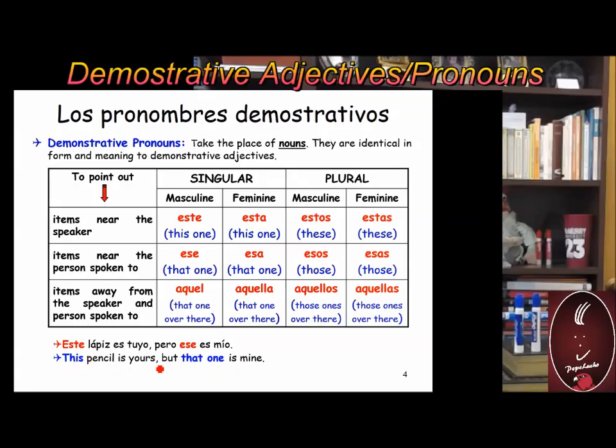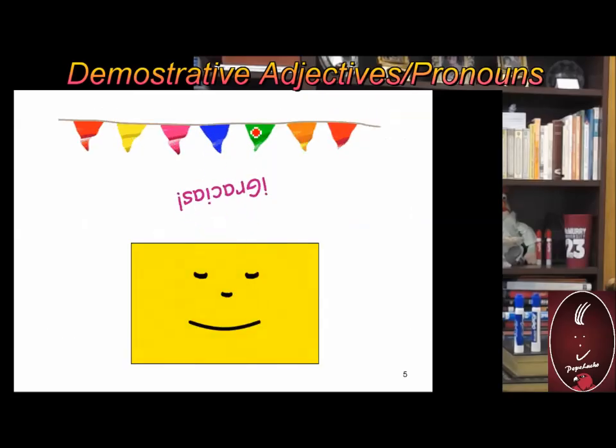This pencil is yours. This is a demonstrative adjective because it's pointing to the noun pencil. But that one is mine. That one replaces the noun, so that one is a demonstrative pronoun. That's the way demonstrative adjectives and demonstrative pronouns work in Spanish and English.